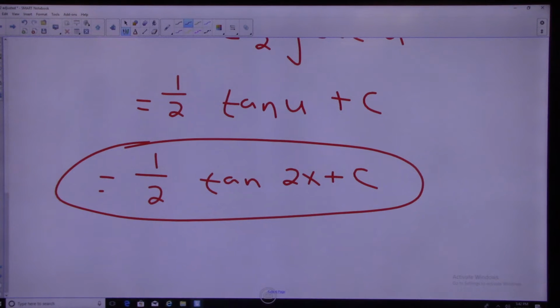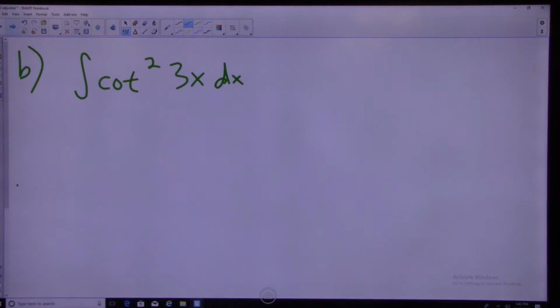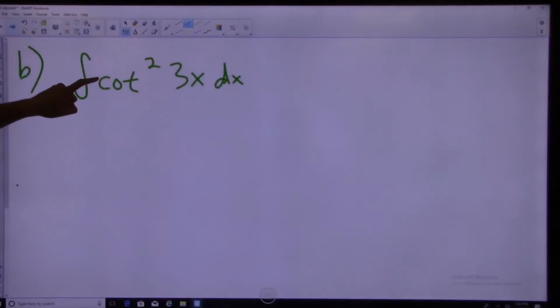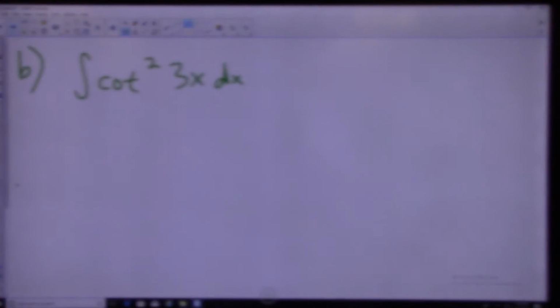Okay, moving along, let's do another. Here it is. This one's going to be a little bit more difficult. Let's go through this one together because you might not understand what to do. If you look at your formula page, cotangent squared I don't think is on there. We would like to be able to use a trigonometric formula here for integration.